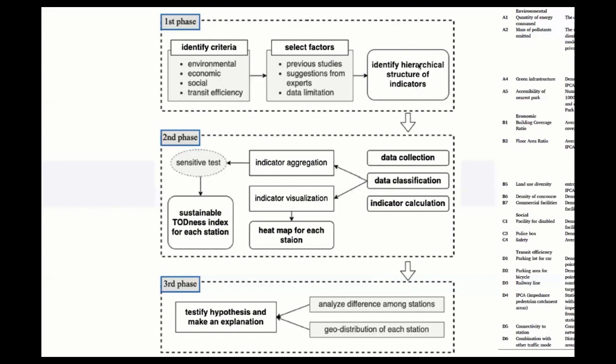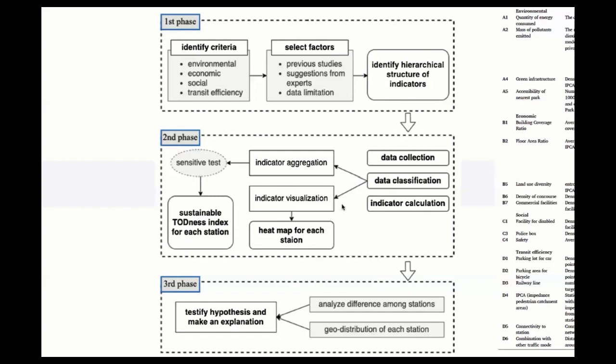After that, the second phase is called identifying the hierarchical structure of indicators, and basically this means they're trying to determine the weights. They once again used the AHP process, the analytical hierarchical process, to determine the relative importance. And that's what they refer to as hierarchies in their terminology.